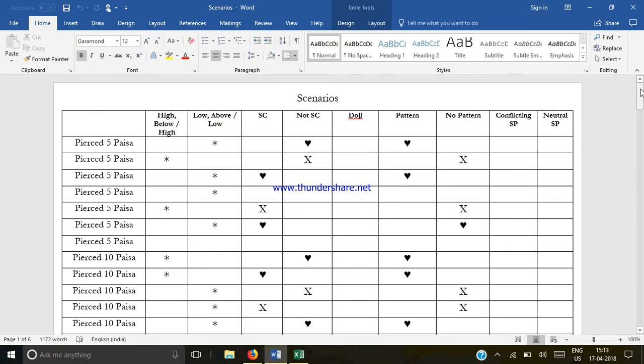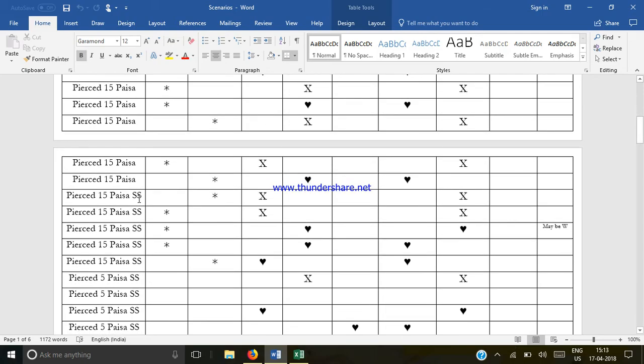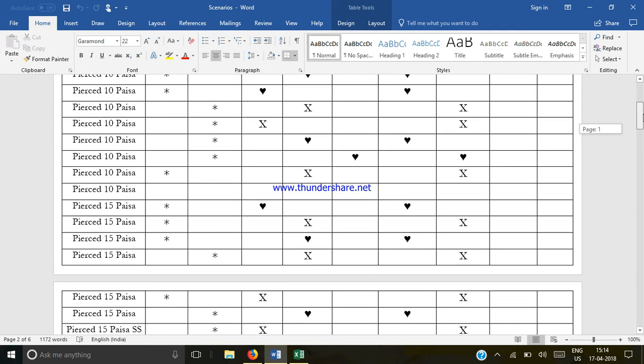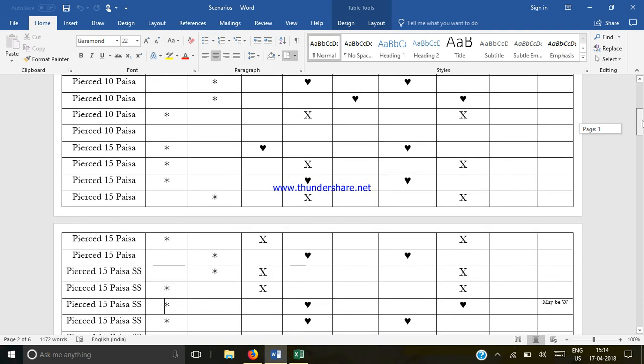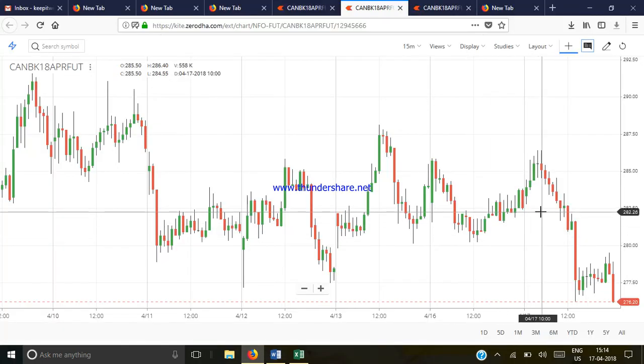low side, and or same side, 15 paisa same side, means the current one also is a high fractal, the previous one which you are comparing the value with also is a low fractal, or current one is a high fractal, previous one also is a high fractal, and color of the body and pattern. If these things are taken into consideration, we'll get a signal saying that it will work. The heart symbol shows it will work. If you see this, yes, it worked.